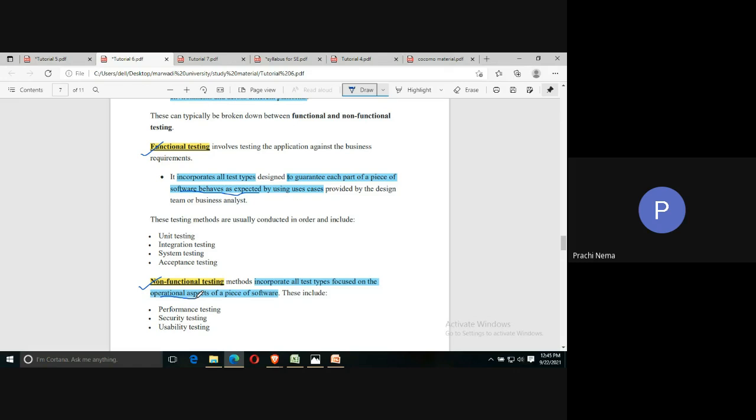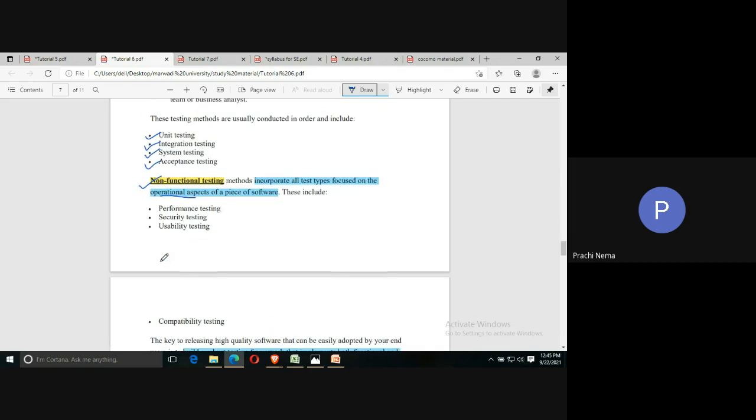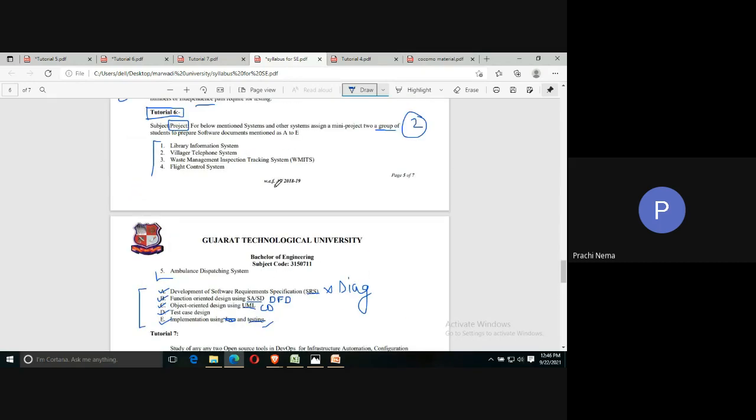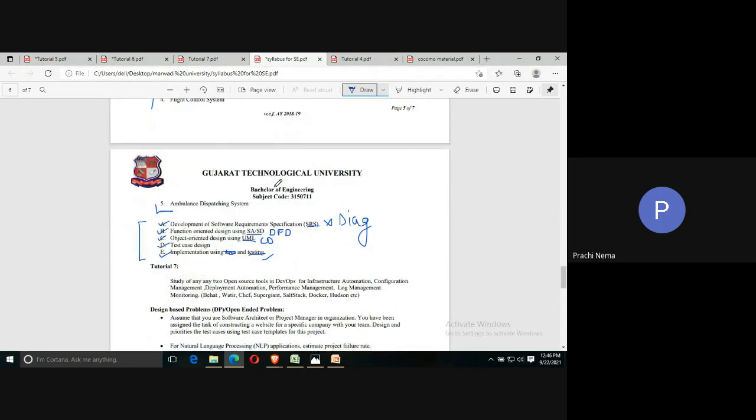Now there are various types which are included under the functional category. Those are unit testing, integration testing, system testing, and acceptance testing. Then for the non-functional testing, there are performance testing, security testing, usability, and compatibility testing. So all these types are there. You can select any one of the types to perform the process of testing for your project. This is how you have to complete your tutorial number 6, preparing all these documents.